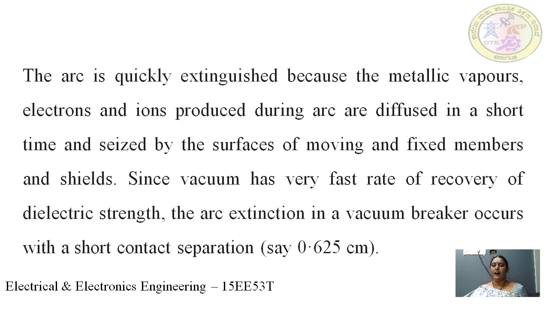Next, how an arc will be extinguished in the vacuum circuit breaker. Let us go through this. The arc is quickly extinguished because the metallic vapors, electrons and ions produced during arc are diffused in a short time and seized by the surfaces of the moving and fixed members and shields.